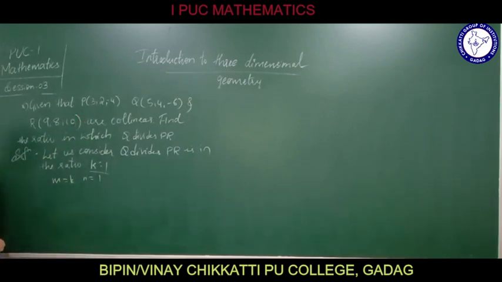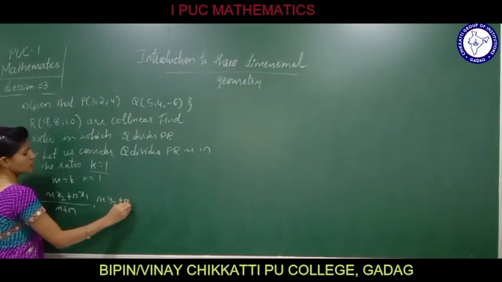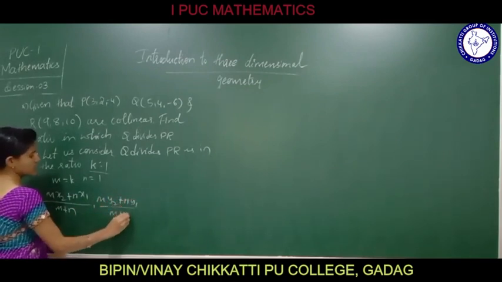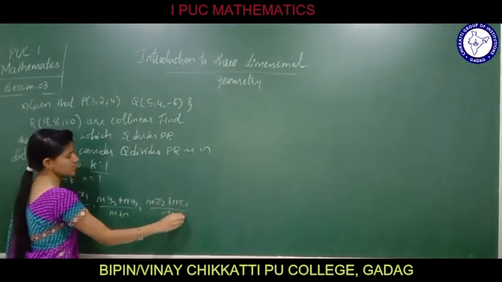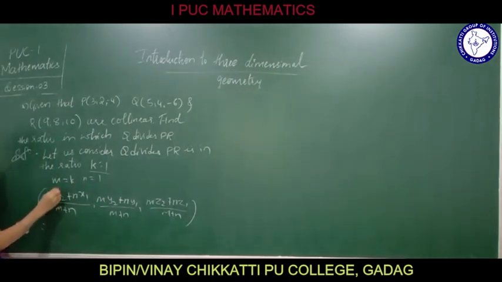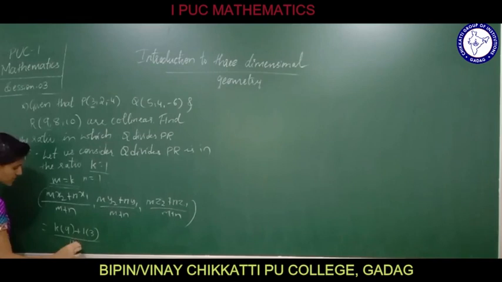We have the formula when it divides internally. How are you going to write the coordinates? Which is m into x2 plus n into x1 divided by m plus n, m into y2 plus n into y1 divided by m plus n, and we have m into z2 plus n into z1 divided by m plus n. What we have considered as m? M is equal to k. K into what is x2? X2 is 9 plus n is 1, and what is x1? X1 is 3, divided by 1 plus k, or we can write that as k plus 1.